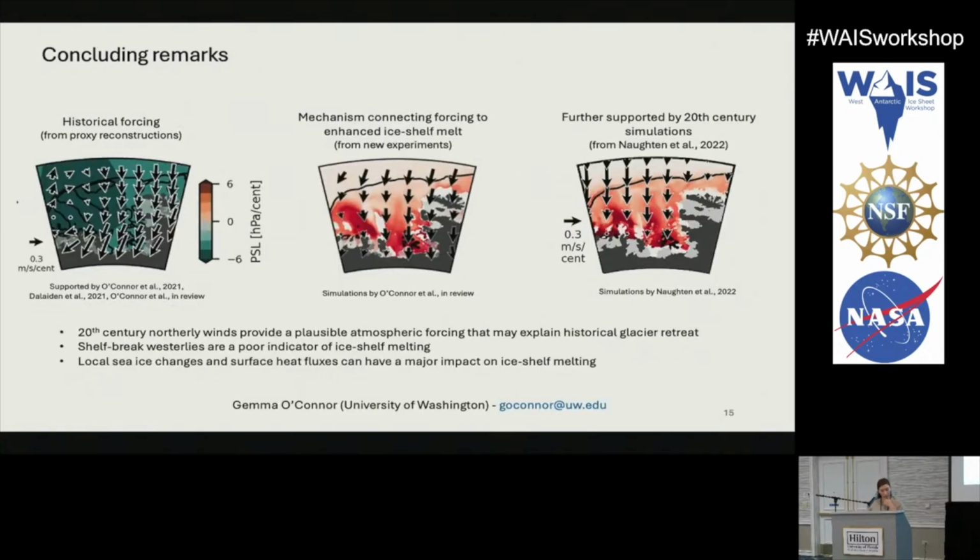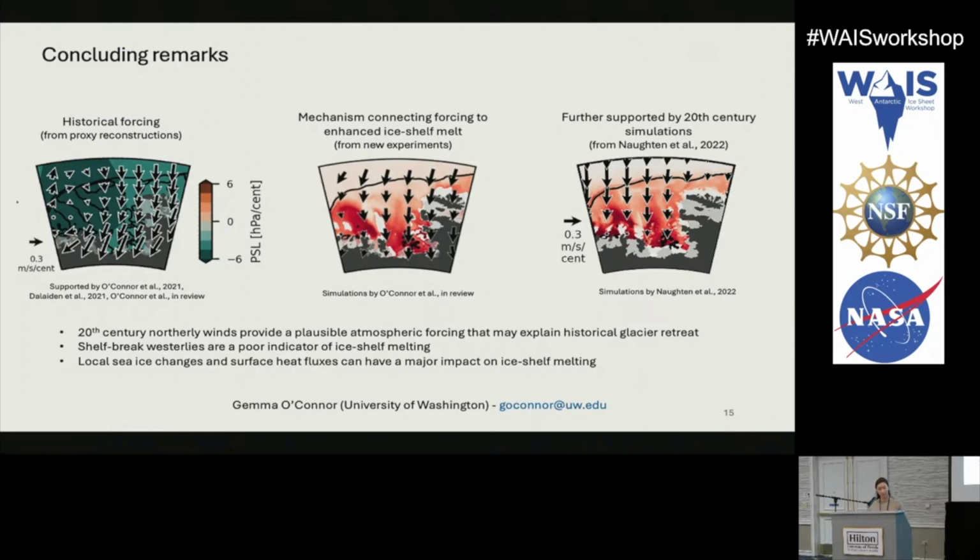So just to conclude, we have more pieces to this puzzle now. So we know what the historical forcing is from proxy reconstructions, which shows a northerly trend over the Amundsen Sea embayment. We now have, from these new simulations, a mechanism that connects the northerly wind trend to enhanced ice shelf melting, and that's due to changes in the coastal polynyas, which causes changes in the undercurrent at the shelf break. And then we have further support for this mechanism persisting over the full 20th century because of the simulations from Naughton et al. 2022.